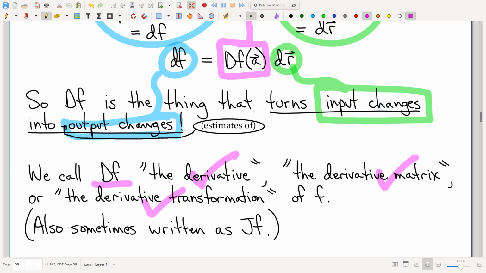Let me pause there for a second. There's something to get used to there. Does anybody have any questions about that? Weird, isn't it? Okay. All right. By the way, also sometimes called the Jacobian matrix, and so with that in mind, sometimes written as JF. So be on the lookout for that sort of thing.